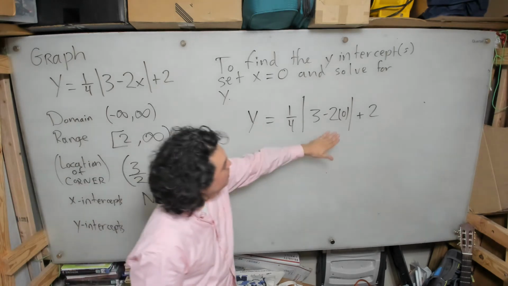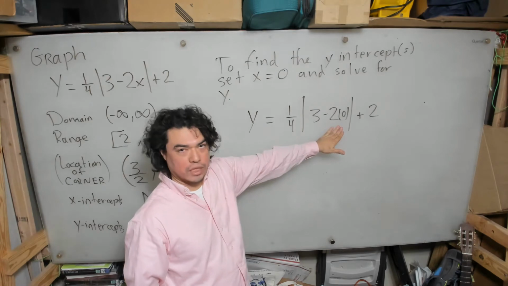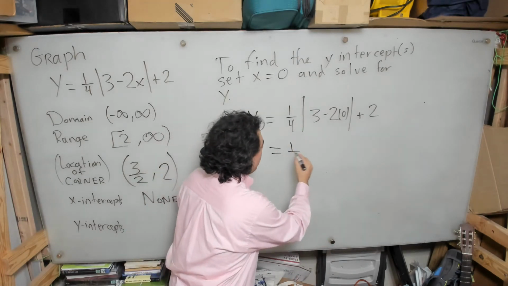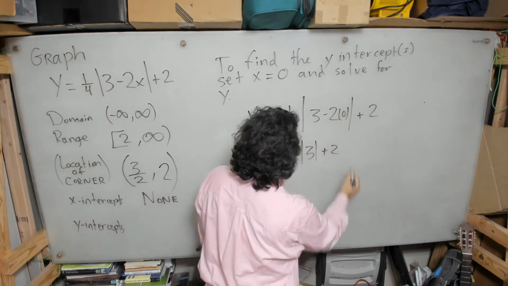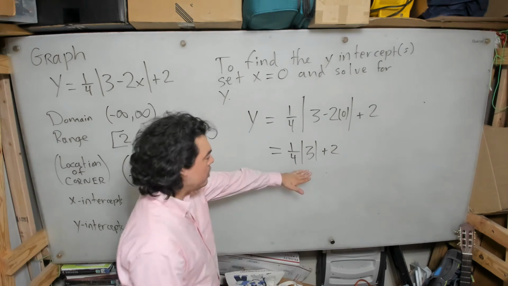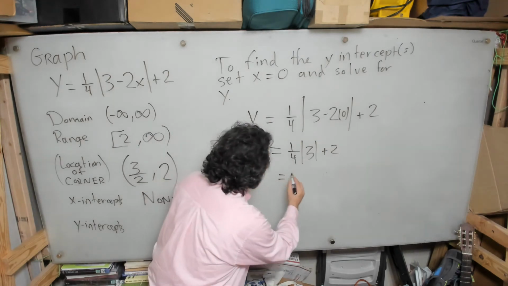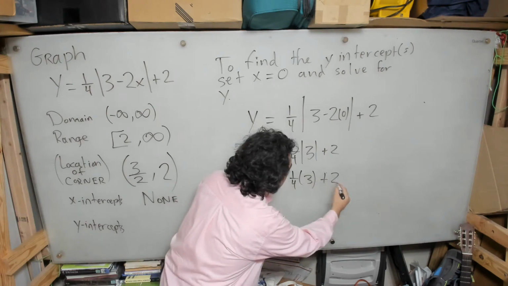Okay. Now look at this. What is 2 times 0? That's 0. 3 minus 0, that's just 3. So this will become 1/4 times the absolute value of 3, plus 2. Okay? Now, what is the absolute value of 3? That's just 3. So this will be 1/4 times 3 plus 2.